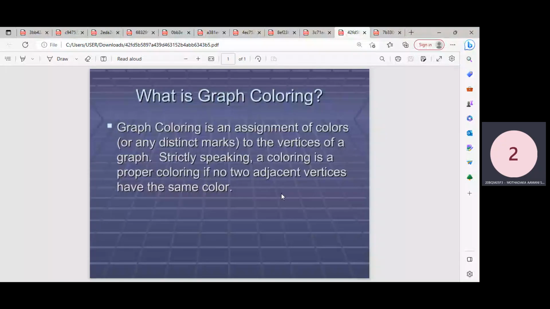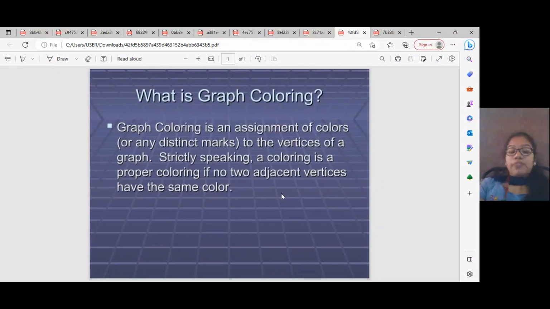So let us see what is graph coloring. Firstly, there are two constraints in the graph coloring method. That is, we have to color the nodes or vertices of a graph such that it should take the minimum number of colors and no two adjacent vertices or nodes should have the same color. So we can see what is graph coloring.